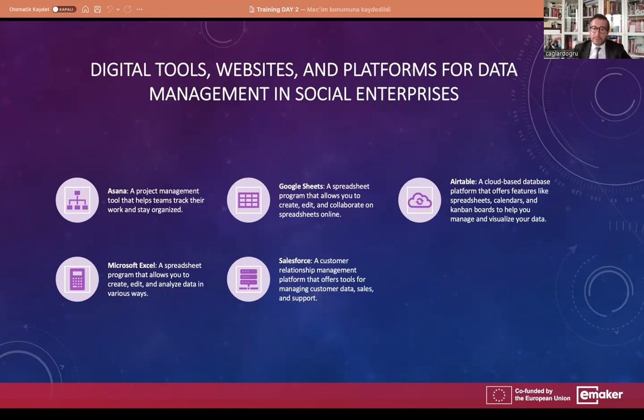Google Sheets, we can define it as a spreadsheet program that allows us to create, edit, and collaborate on spreadsheets online. By using these types of sheets online, the capacity of sharing and the capacity of collaboration among the team members tends to increase step by step.